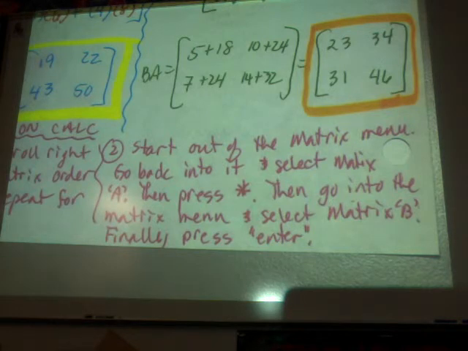Now, you might have something entered into your matrix already. You just have to change the order and re-input the values, and it'll change it for you.